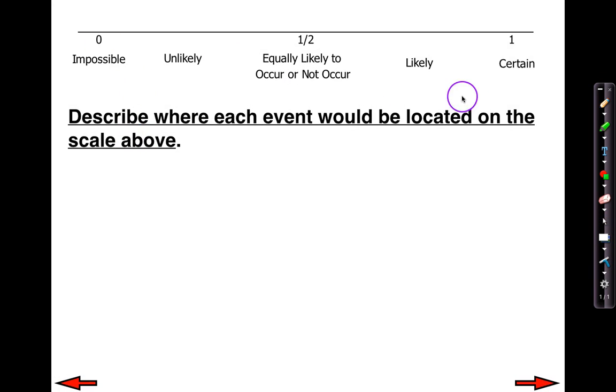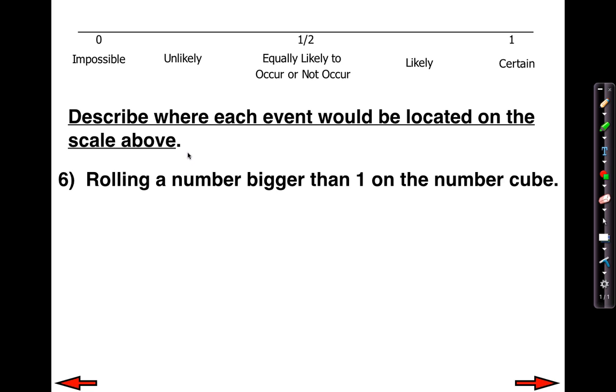Okay, so now the scale returns. We're going to go ahead and describe where each event would be located on this scale. So, what is the chance of rolling a number bigger than 1 on the number cube? I'm going to say likely.